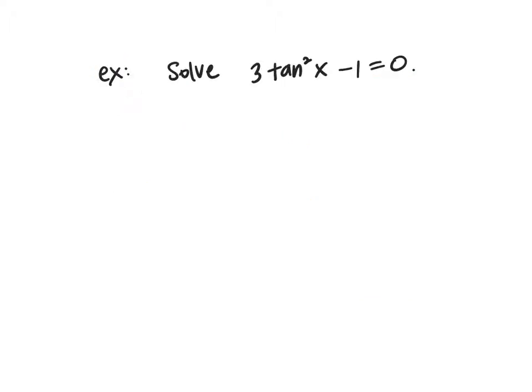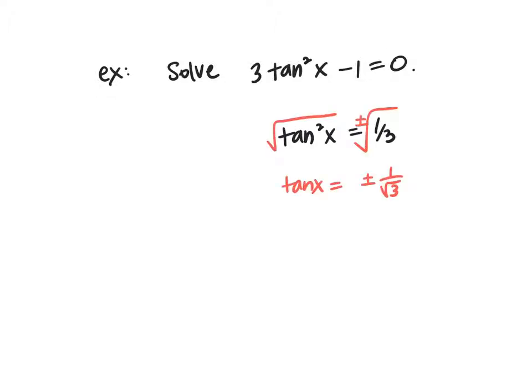Here's an example that says solve 3 tangent squared x minus 1 equals 0. Do you think you'll need to find specific solutions or general solutions? In this case, you're going to have to find general solutions because they don't limit your solutions to a specific interval. It doesn't say solve this equation in the interval 0 to 2 pi, that type of thing.